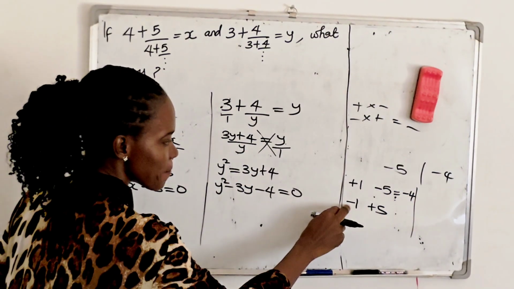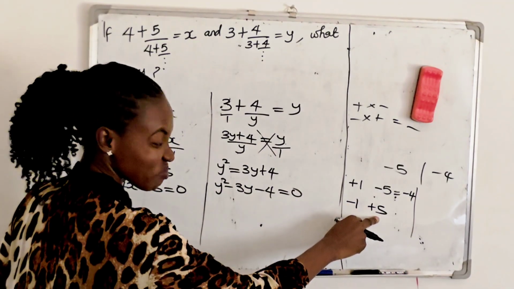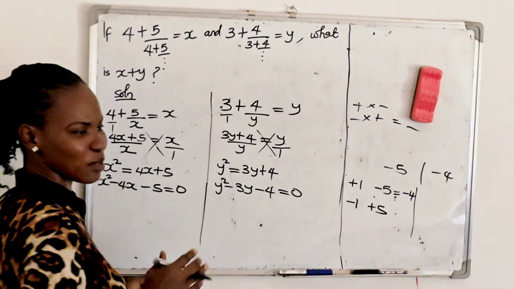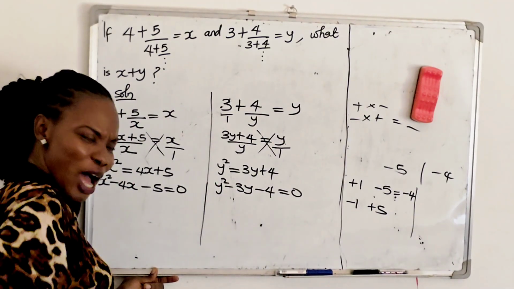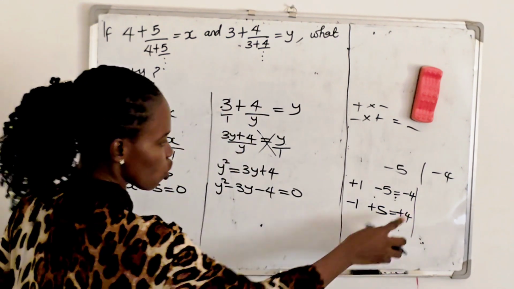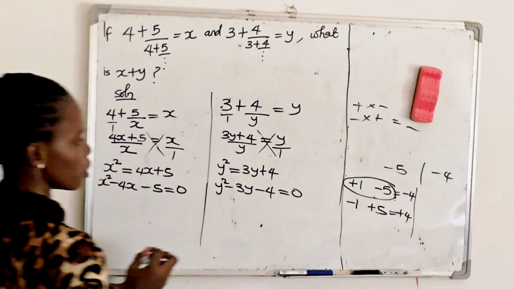But this one, minus 1 plus 5: you are owing somebody 1, and you have 5. If the person comes, you have enough. So you will give the person the 1 that you are owing and say, please get out of here. And you still have 4. Because you still have 4, it will be plus 4. So which one gave me the minus 4? It is this one. So this is the factor I'm going to use.